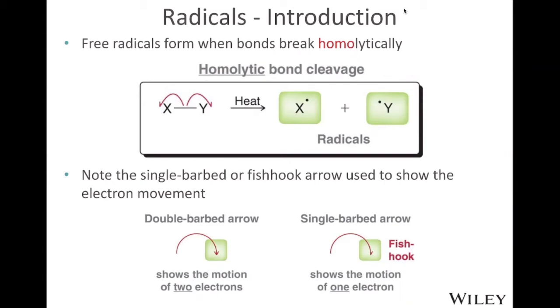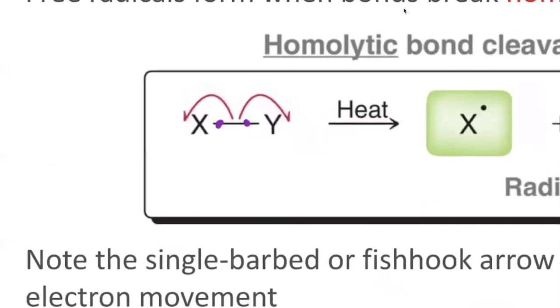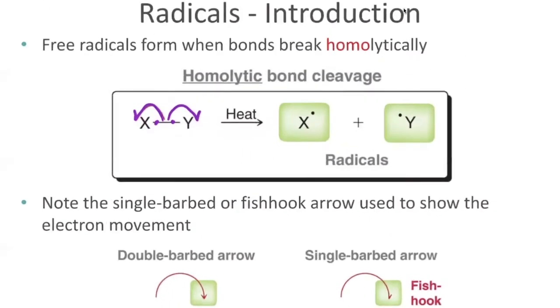Radical reactions are homolytic. So if we have a bond shown here with two electrons, in radical reactions, each electron goes one way. And so we have homolytic cleavage, and we end up with single electrons. So we have a single electron on the X and a single electron on the Y, and those are considered radicals.